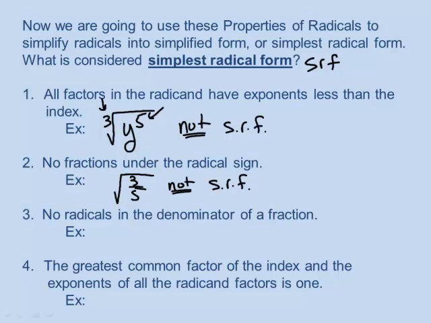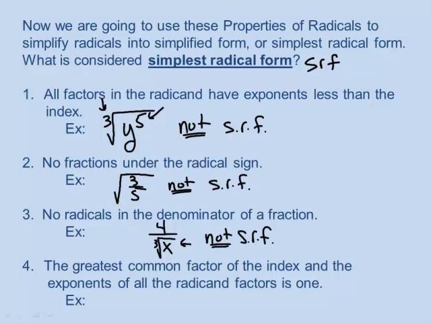Rule number 3. No radicals are allowed in the denominator of a fraction. So let's say you're working and you end up getting it to this point: 4 divided by maybe the cube root of x. Okay, just like rule number 2, you are not allowed to have a radical sign in the denominator. Notice there's not one in the numerator here, but because there's one in the denominator, this is not done. You are not in simplest radical form.